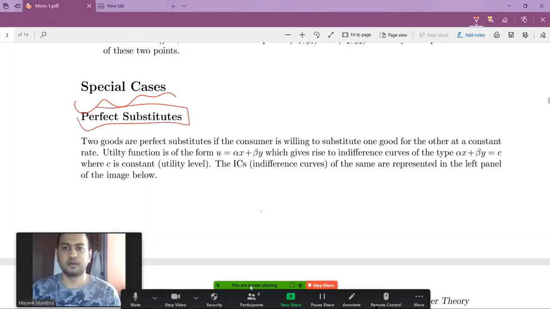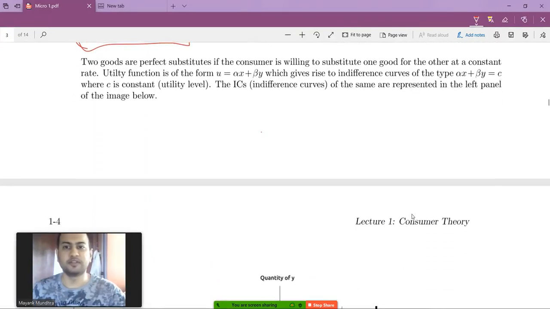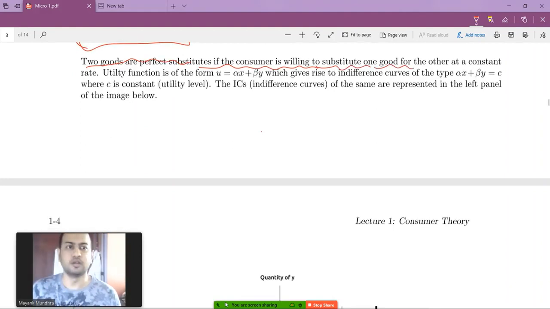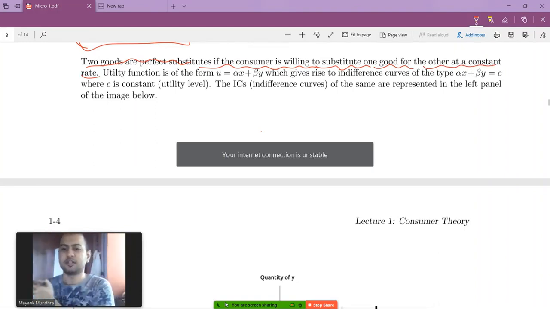The first thing we are going to look at is perfect substitutes. We say two goods are perfect substitutes if the consumer is willing to substitute one good for the other at a constant rate. So the rate of substitution is always constant. That is, you are willing to substitute some n amounts of good one with m amounts of good two.